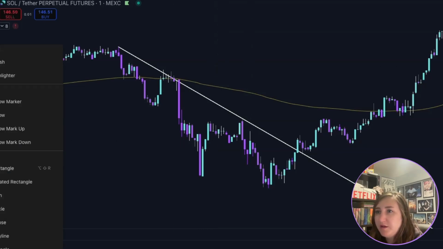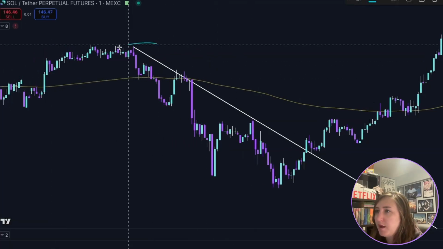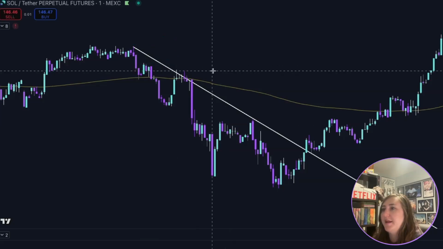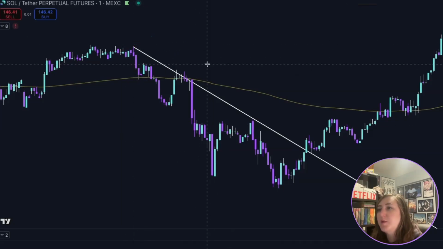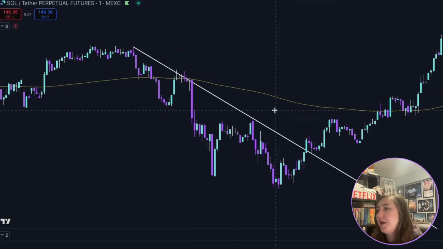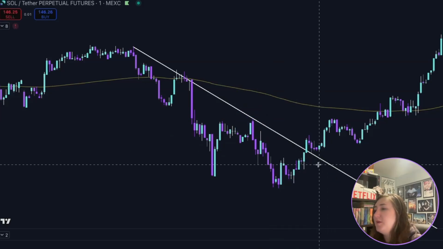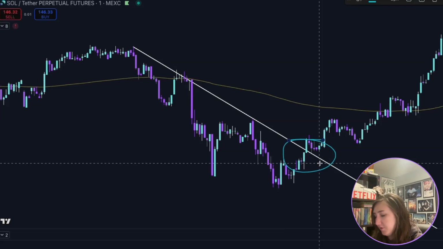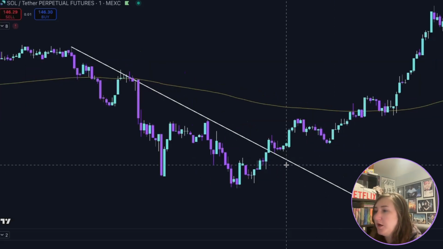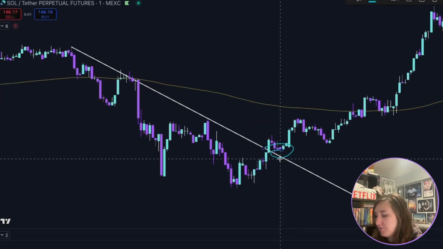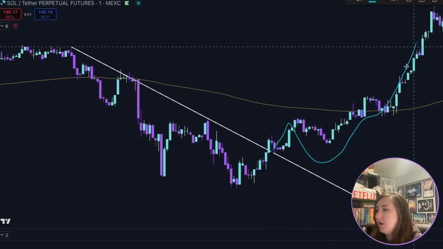So a lot of people like to aim for those 3-point touches, where it's touching the trend line a lot. So we have a touch at the top. We have a touch here for this overall downtrend. We have another touch here. And then we finally broke out of this trend line. So a lot of people will play a retest of this trend line for a possible long here. So as you can see, it touched back down right on that trend line for an entry for that long move.